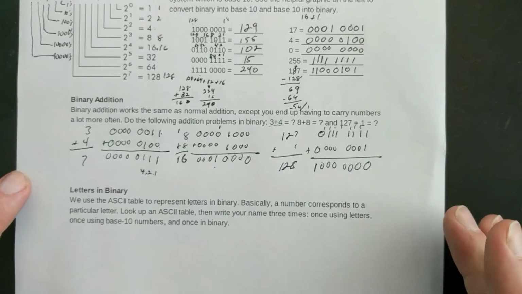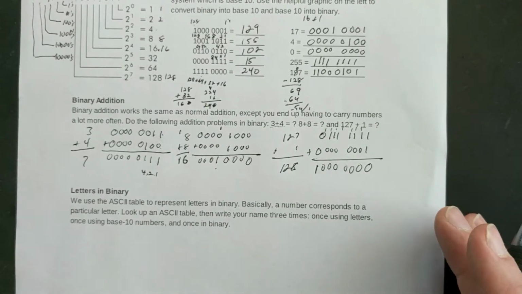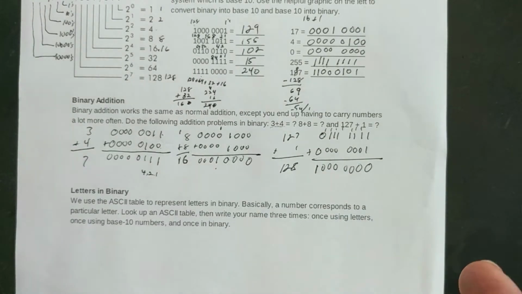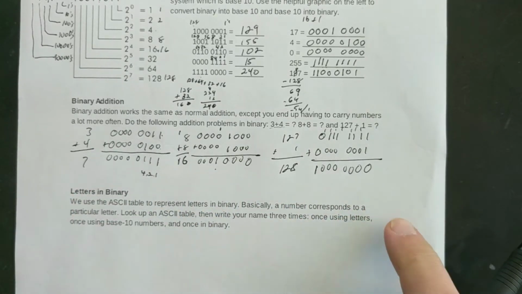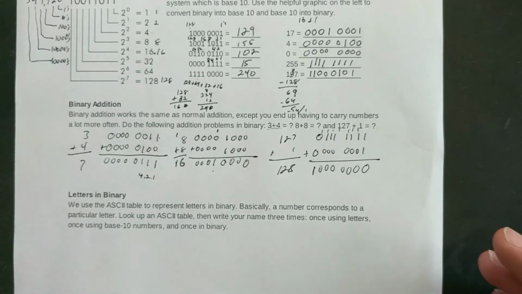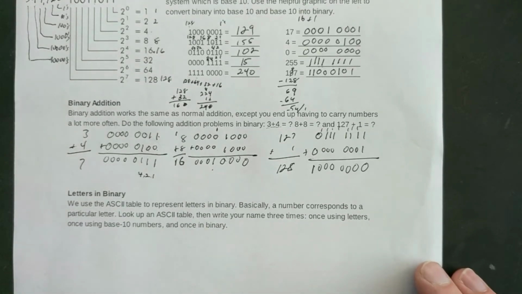So binary addition is actually really simple, a lot simpler than decimal addition. And this is why computers use binary. You can actually build a circuit to do all those addition problems very, very easily. And then a computer thinks, even though really it's just passing electricity through a circuit.